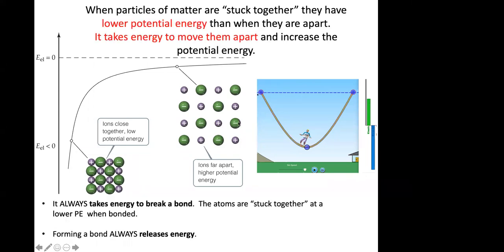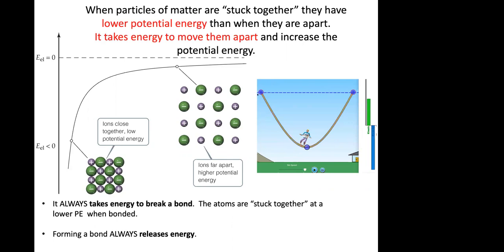Now, this idea of just like our magnets, when the particles of matter are stuck together, as they move together, that's a lower potential energy. It's going to take energy to try to pull them apart. It's like our magnets. When our magnets are stuck together, it takes energy to increase their potential energy and move them apart. Anytime something is stuck together, it's going to take energy to pull them apart.